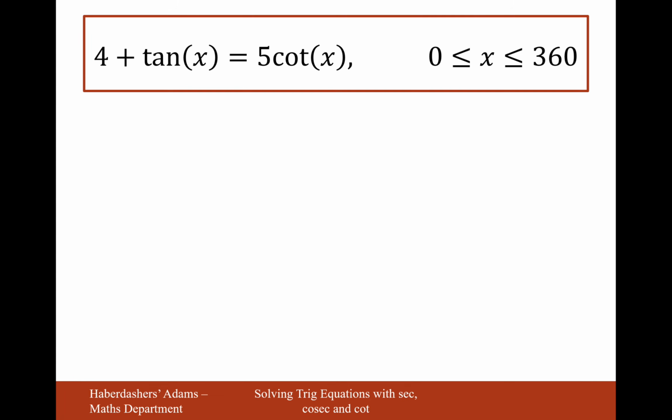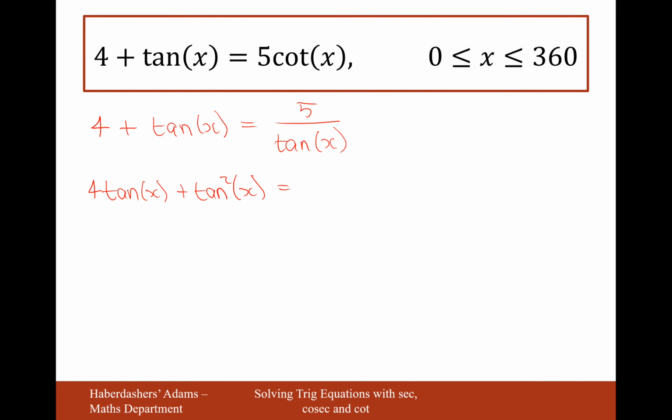Alright, let's move on to the next one, and I think the first thing I'll do here is I'll write cot as tan, actually, because I've got tan on the other side, so it'd be helpful if everything was in terms of tan. 5 over tan. And the next thing I'll do is I'll multiply by tan. So 4 tan plus tan squared, I'm multiplying everything by tan here, equals 5, because 5 over tan times tan is just 5.